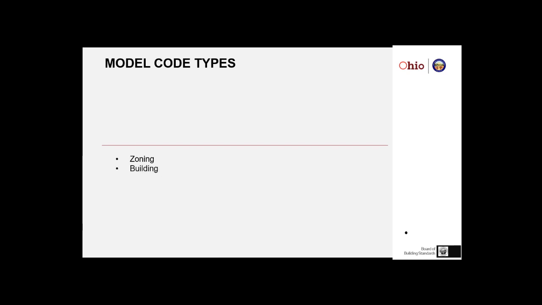But we do adopt their building, mechanical, plumbing, fuel gas. Portions of the existing building code we've adopted into our chapter 34. We do adopt the energy conservation code published by ICC. And the state fire marshal also adopts the fire prevention code so that our building code and the state fire code are coordinated and work well together. ICC also publishes a property maintenance code, and this is available for local jurisdictions to adopt to address maintenance issues.